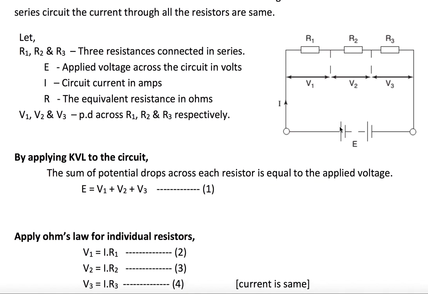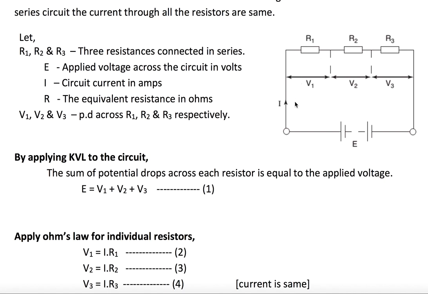Apply KVL in the circuit. What does KVL say? Kirchhoff's voltage law: the sum of all the potentials in a closed circuit is equal to 0, right? So if you proceed from this point, minus E, whichever terminal comes first, that is the negative terminal, so you have to take a minus sign.